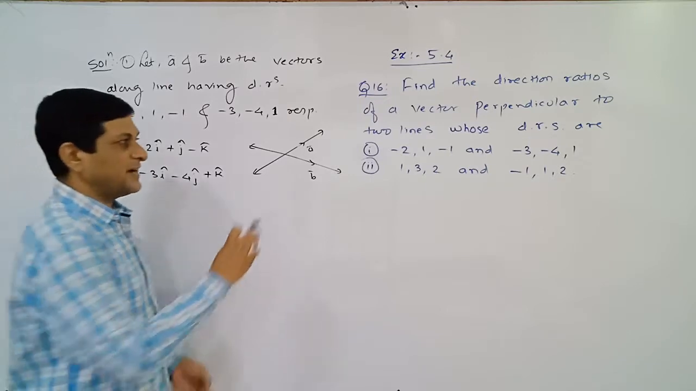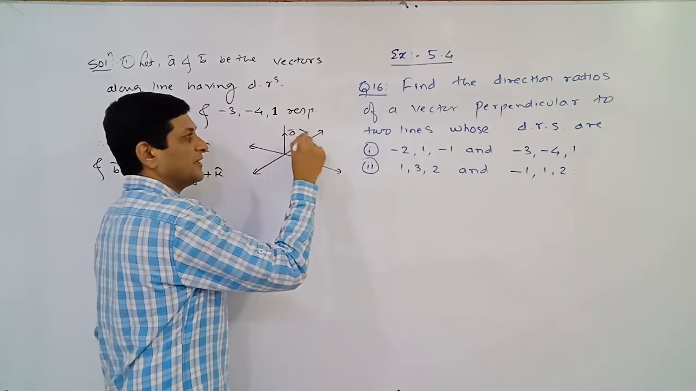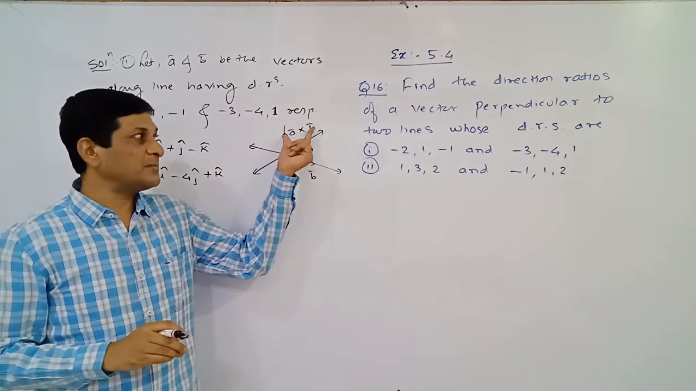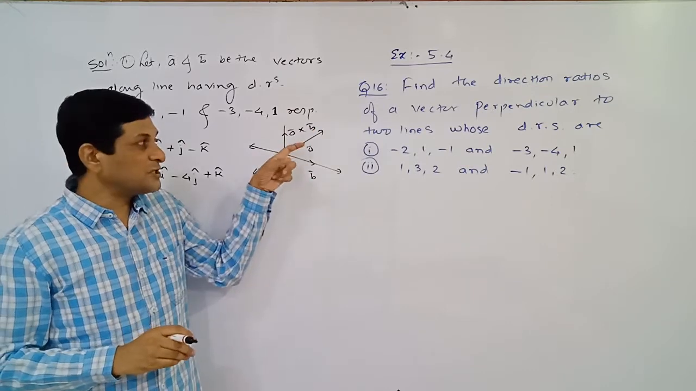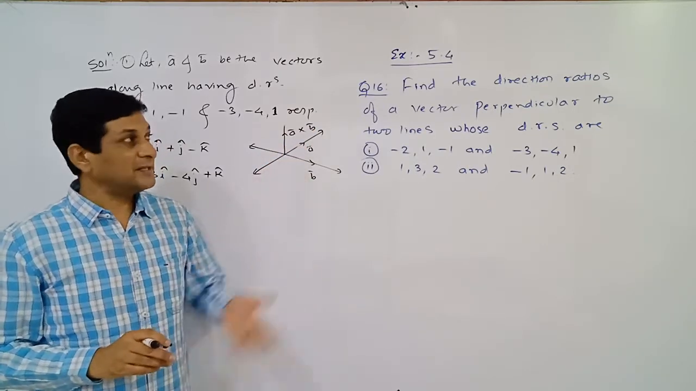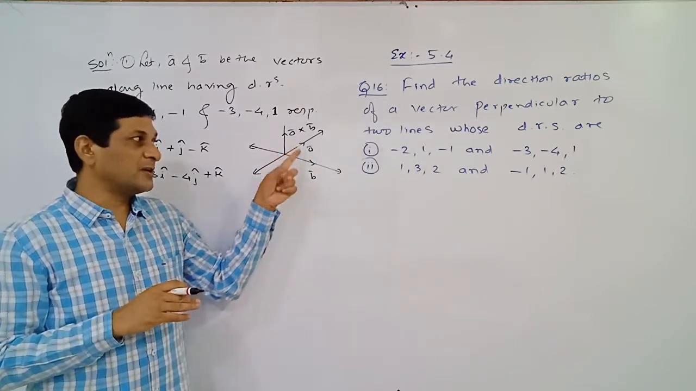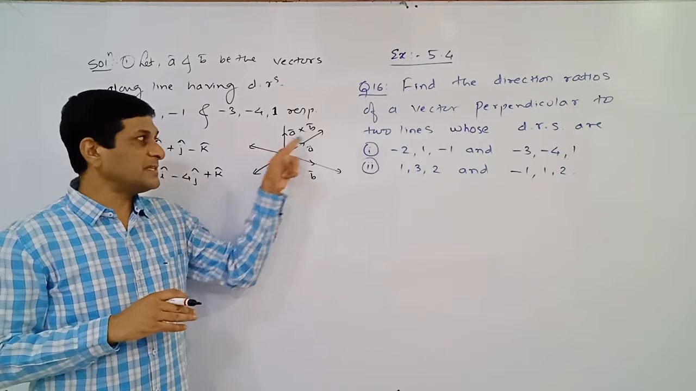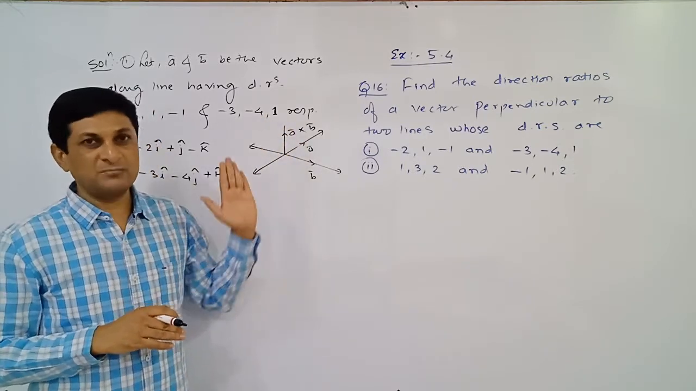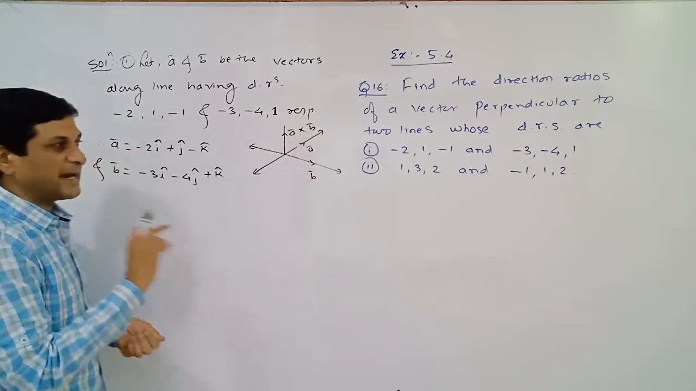Now if we find the cross product of these two vectors, what will we get? A new vector. Which new vector? A bar cross B bar. And already we have seen that A bar cross B bar is a new vector which is perpendicular to A bar and also perpendicular to B bar. And that is our question: find the direction ratios of a vector which is perpendicular to both A bar and B bar. Once the values of A bar and B bar are known to us, we will get the direction ratios of this vector A bar cross B bar, which is perpendicular to both A bar and B bar.